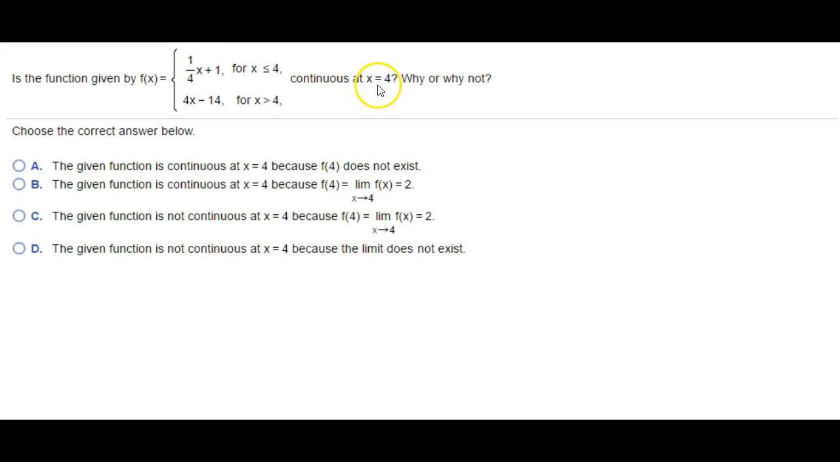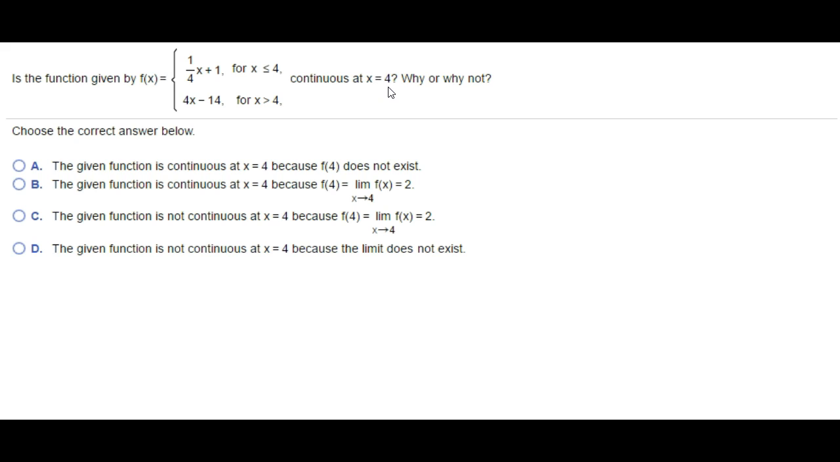If we were to come at x equals 4 from the right-hand side, we would be using the bottom part of the function here. We put 4 in here for x. We get 4 times 4 is 16. 16 minus 14 is 2, and this limit does exist because the limit from the left is 2 and the limit from the right is 2, so the limit as x approaches 4 is equal to 2. That's the first part of continuity.